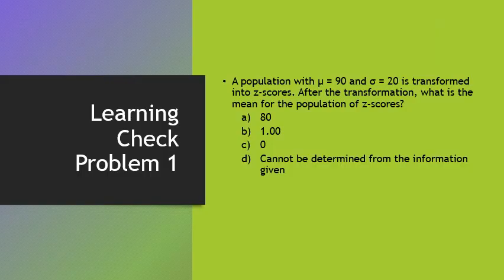Learning check problem 1. Pause the video, see if you could solve the problem. A population with a mean of 90 and a standard deviation is transformed into z-scores. After the transformation, what is the mean for the population of z-scores? Well, there's really no work here. The population of z-scores always has a mean of 0.